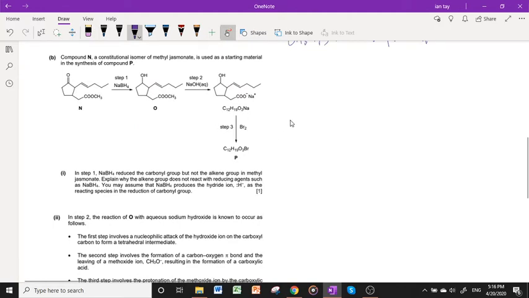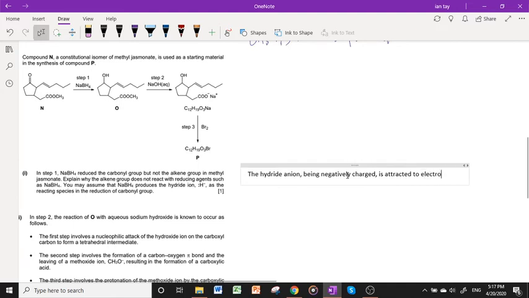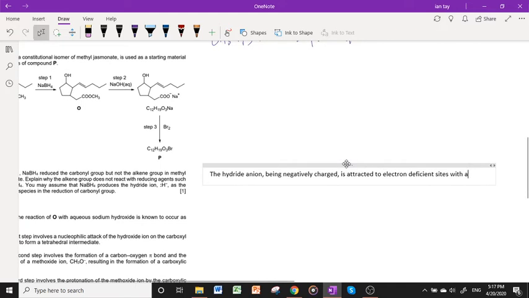So instead, why does NaBH4 reduce the carbonyl group but not the alkene group as we expect? So now they ask you to explain why. So it is quite easy, because the NaBH4 produces the hydride ion, which is attracted to electron deficient sites, right? The hydride anion, being negatively charged, is attracted to electron deficient sites with partial positive charge.